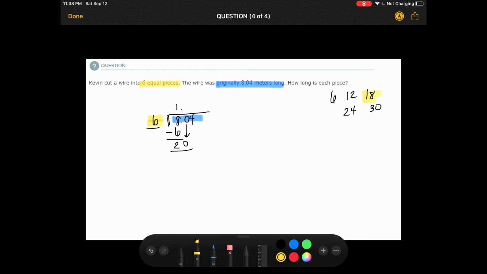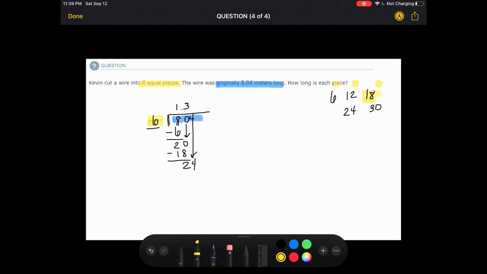So 6 can go into 20 3 times, because I have 1, 2, 3, right? 3 times without going over 20, because if I go a fourth, I'm going to go to 24, I'm going to have too much. So I'm going to go 3 times to have 18. So I'm going to say, well, 6 goes into 20 3 times without going over. Okay, I'm going to say, well, 3 times 6 is 18, like I already wrote it on the side. Okay, and then I'm going to subtract. And then I'm going to bring down.